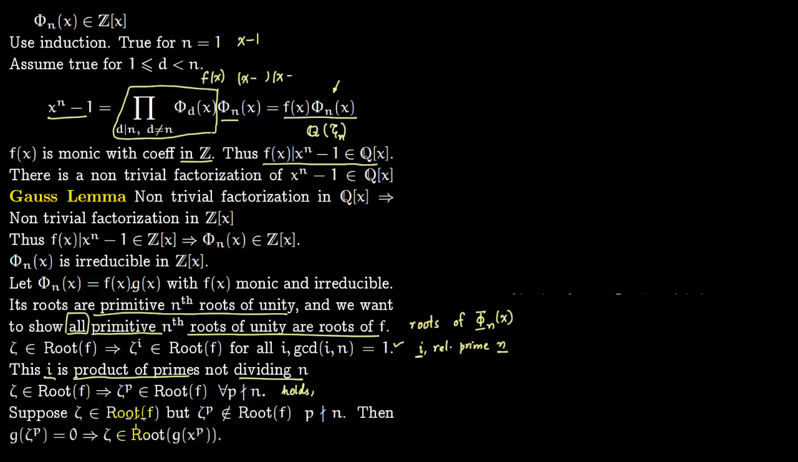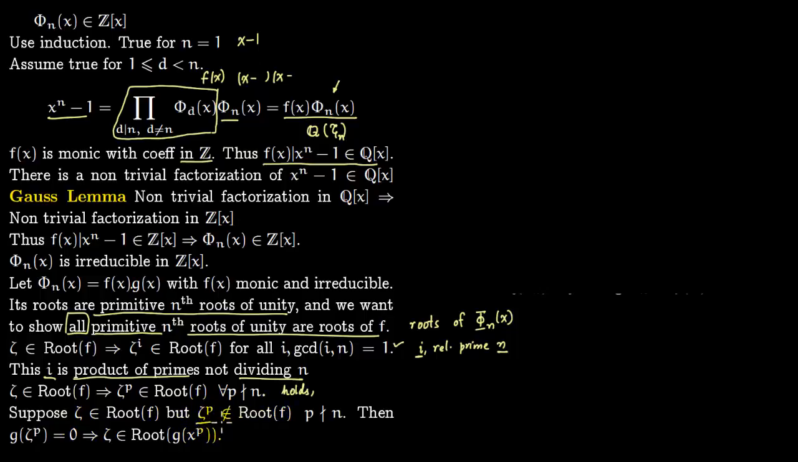So suppose zeta is a root of f, but zeta to the power of p is not a root of f, where p does not divide n. So this will lead us to a contradiction, which would immediately imply that our original statement, that zeta^p is a root of f for all p not dividing n, holds. So we want a contradiction.